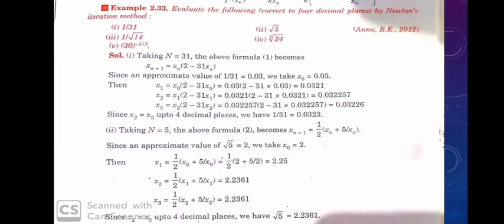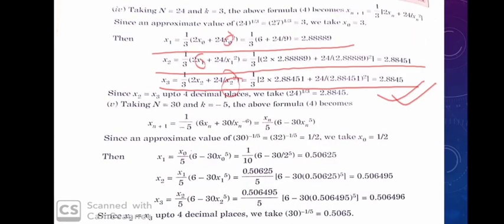Now the next question is 30 to the power minus 1 by 5. So again it is 1 by 5, meaning the fifth root, and we can write it as n is 30 and k is minus 5. So again we will use that same fourth iterative formula, because here n is 30 and k is minus 5. We will substitute all the values. Here 1 by k is there, so we have written minus 5.